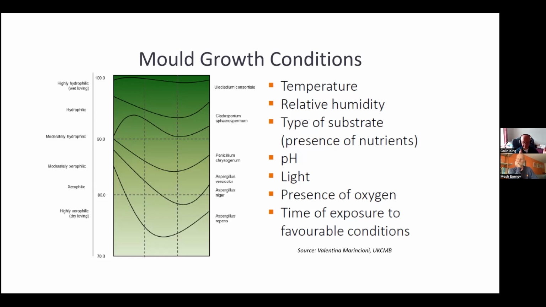So if it's a vapor open wall, then the insulation has to be vapor open, and it has to be vapor open from outside to in. And if it's vapor closed, then it's vapor closed from outside to in. Otherwise, you have an incoherent strategy which is destined to fail.